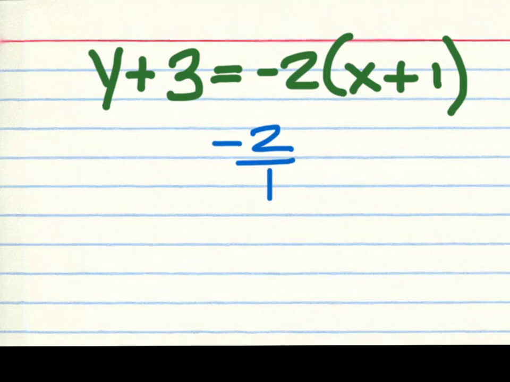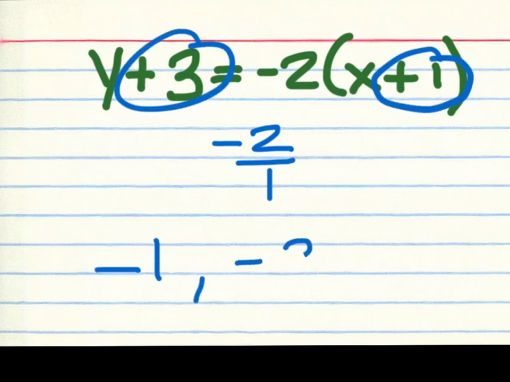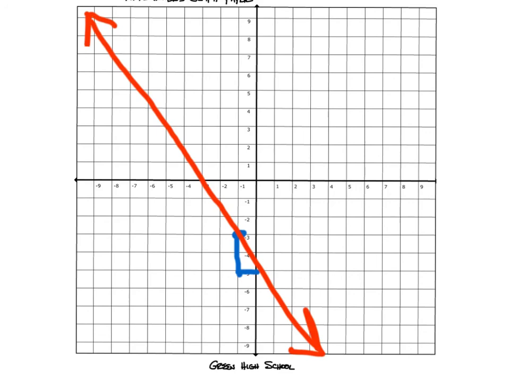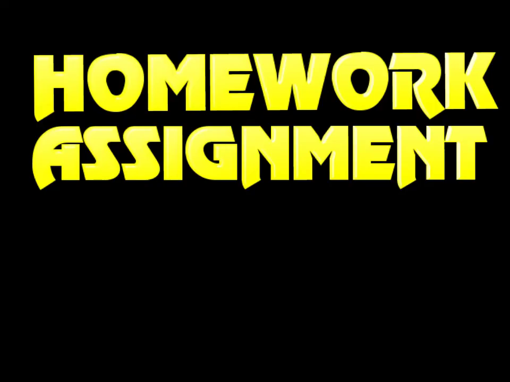The slope is negative 2, which is the same as negative 2 over 1. That means you go down 2 to the right 1, and the point is going to be negative 1, negative 3. Negative 1, negative 3 is here, and you go down 2 to the right 1, and let's see how straight I can make this without any kind of ruler function. There we go. That should be it. Notice that it crosses close to negative 5, I believe.